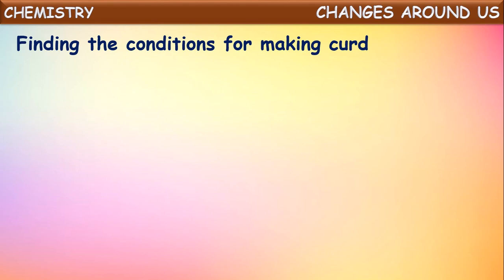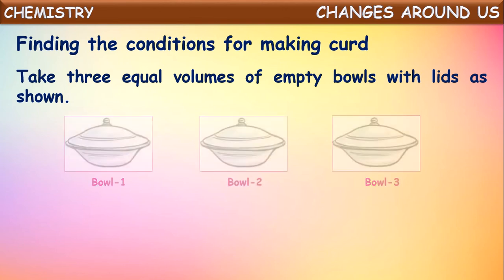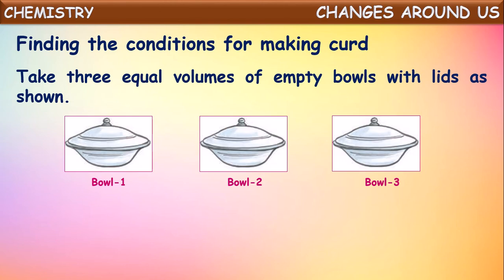Now let us find the conditions at which milk converts into curd, that is finding the conditions for making curd. This we can identify by doing a simple experiment. That is, let us take 3 equal volumes of empty bowls with their lids as shown here. To find out the conditions necessary for converting milk into curd, we can do this simple activity. We have to take 3 equal volumes of empty bowls with their lids.